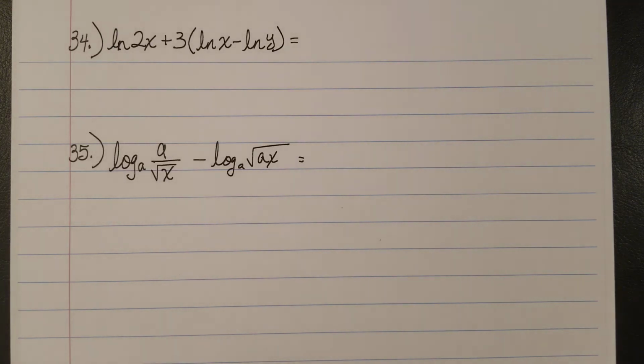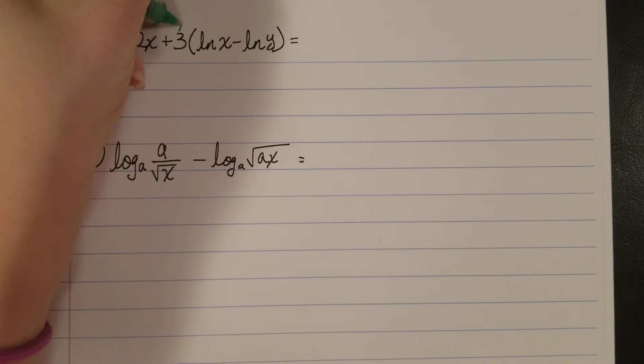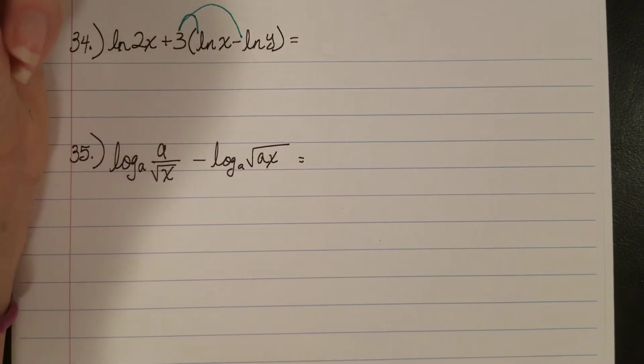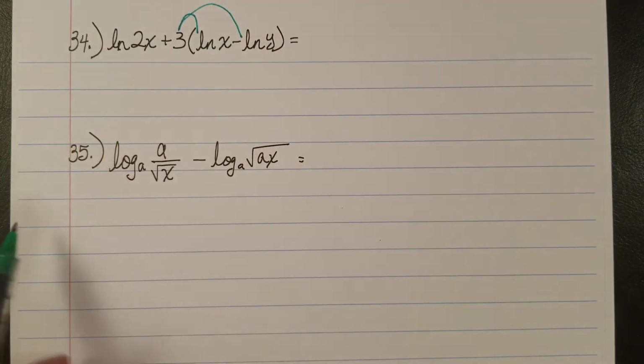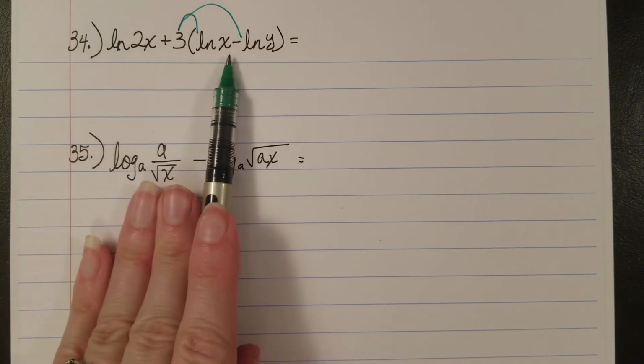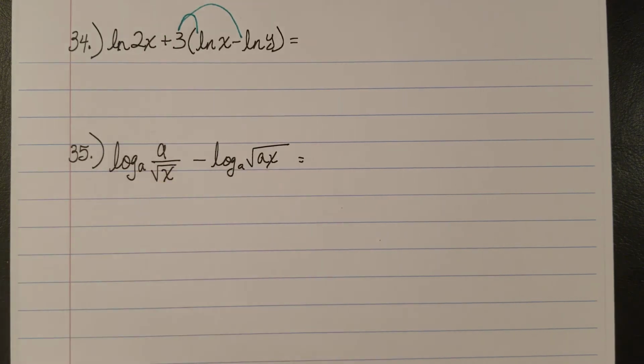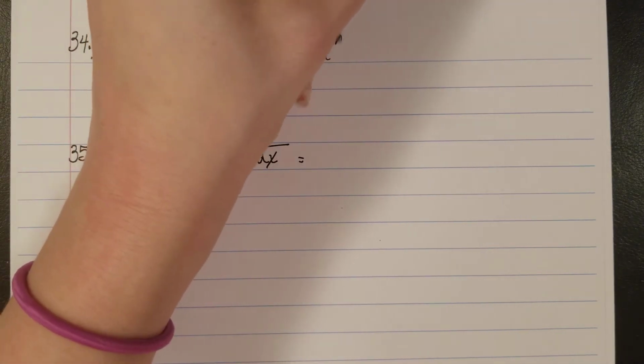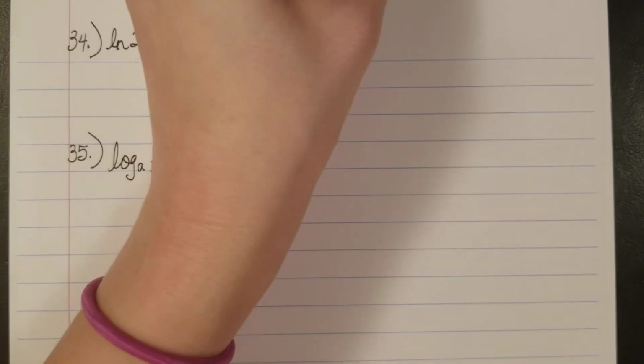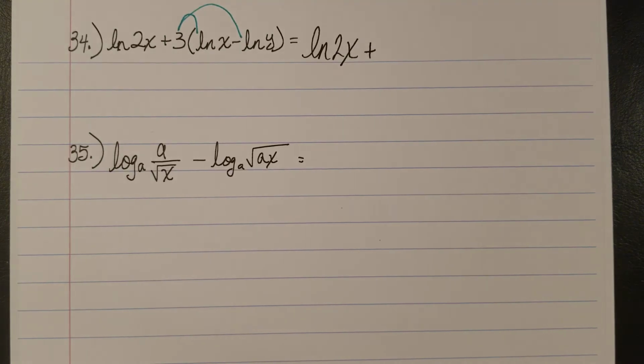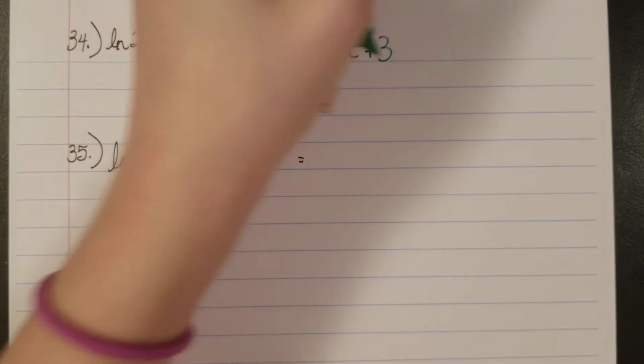All right, number 34. So in this case, the first thing I'm going to do is go ahead and distribute this 3. So it's just going to be a coefficient for those. It can't do anything with the arguments like the x and the y. So we still have ln of 2x plus, then we have 3 times the ln of x minus 3 times the ln of y.